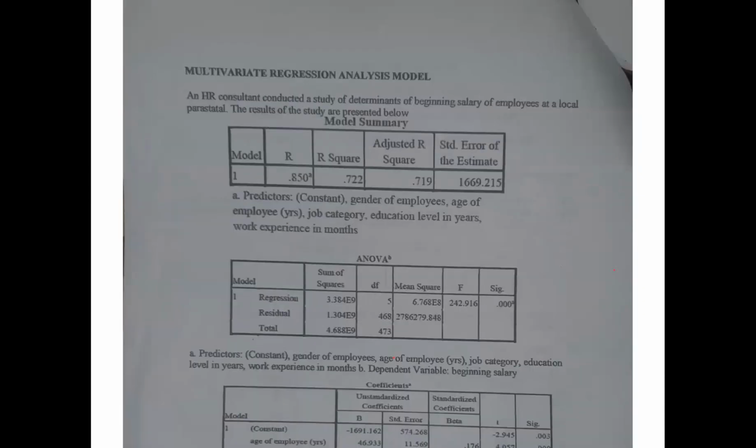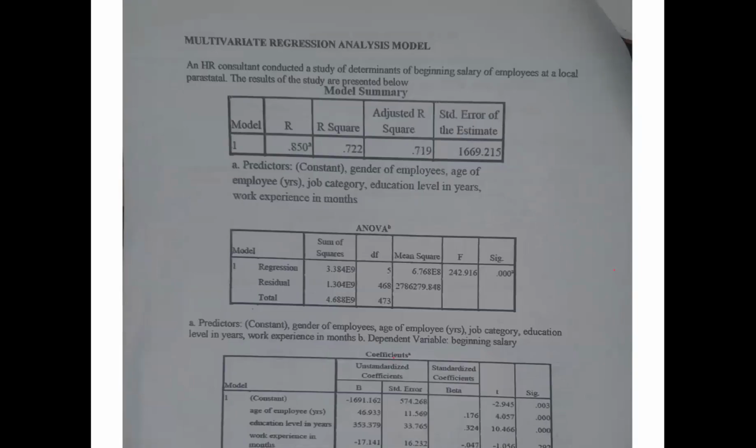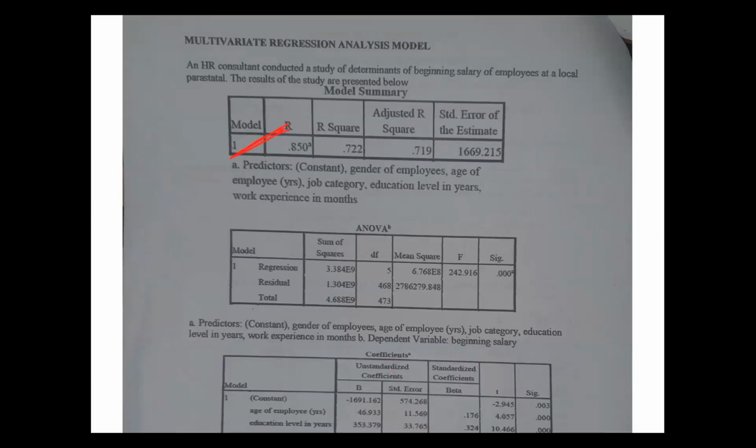Let's start from which one is which. Let's start from multiple R. Usually this one is labeled as Multiple R on Excel, the Multiple R from the model summary. Now, what does Multiple R tell you?